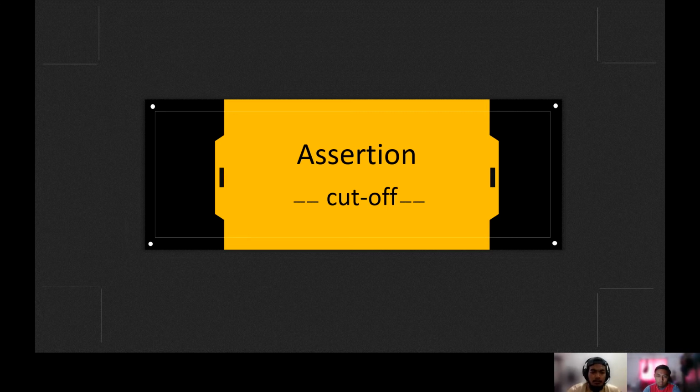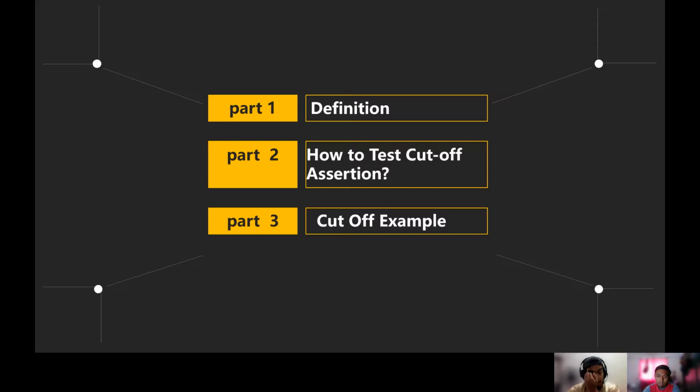Today both of us will present about a session in the specific category, cutoff. We have three parts in this presentation. The first part is definition. The second part is how to test cutoff assertion, and the third part is cutoff example.